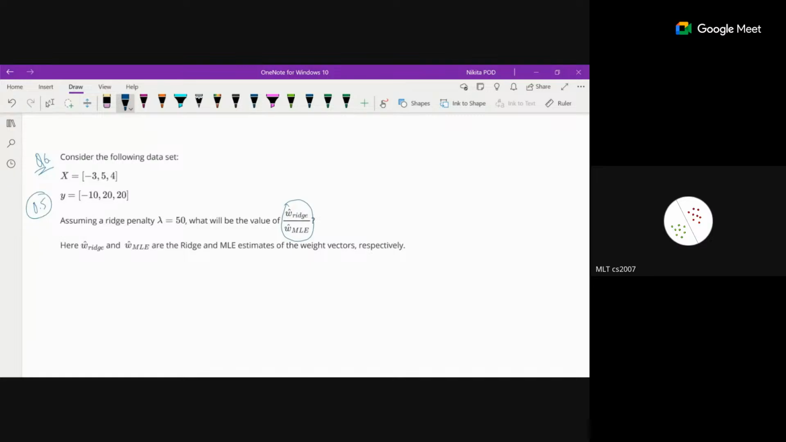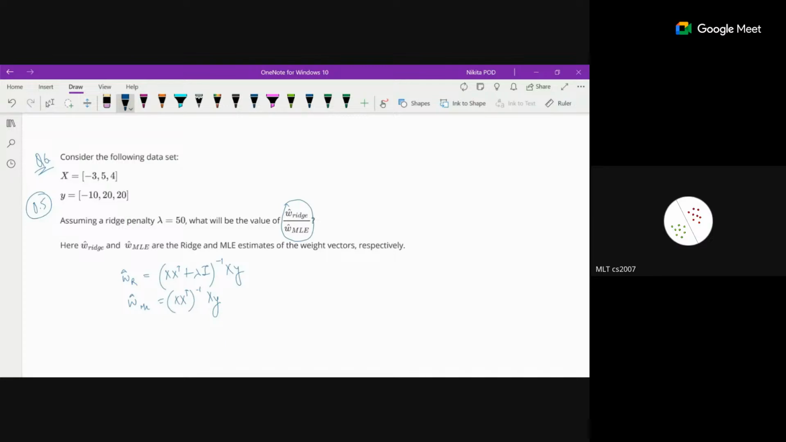Is it clear for everyone? No, ma'am, please solve it. Did you try? Okay, so what is your W hat ridge? It is the inverse of X transpose X plus ridge penalty times I, times X transpose y. And what is W hat ML? It is only the inverse of X transpose X, times X transpose y.